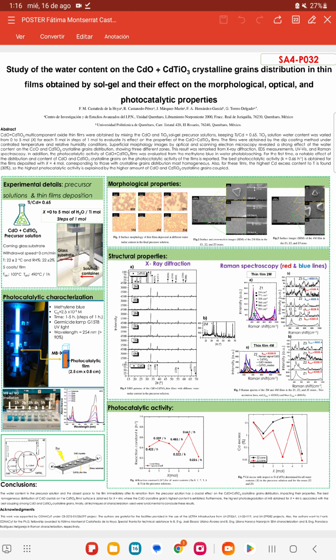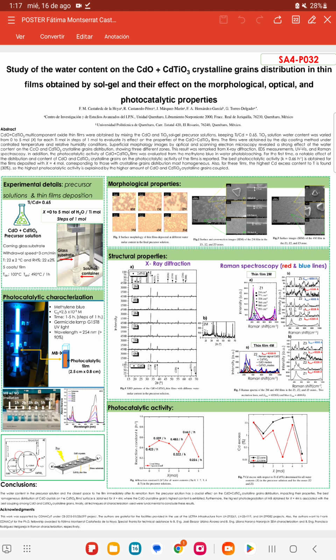The films were obtained by the dip coating method under controlled temperature and relative humidity conditions. Superficial morphology images by optical and scanning electron microscopy reveal a strong effect of the water content on the cadmium oxide and cadmium titanate crystalline grains distribution, showing 3 different zones. This result was remarked from X-ray diffraction, EDS measurements, UV-Vis, and Raman spectroscopy.